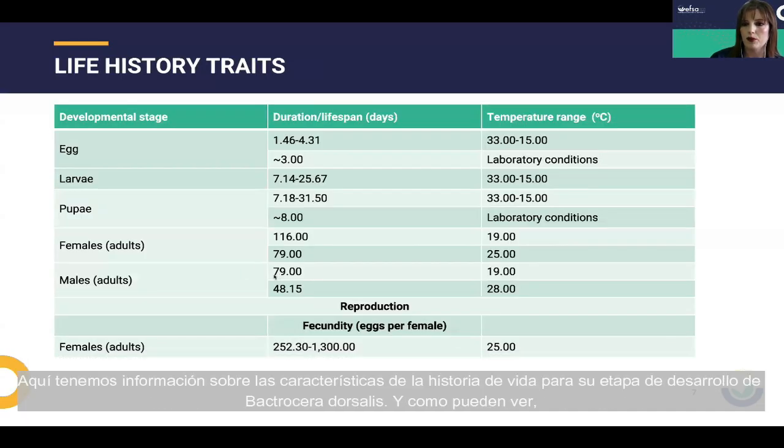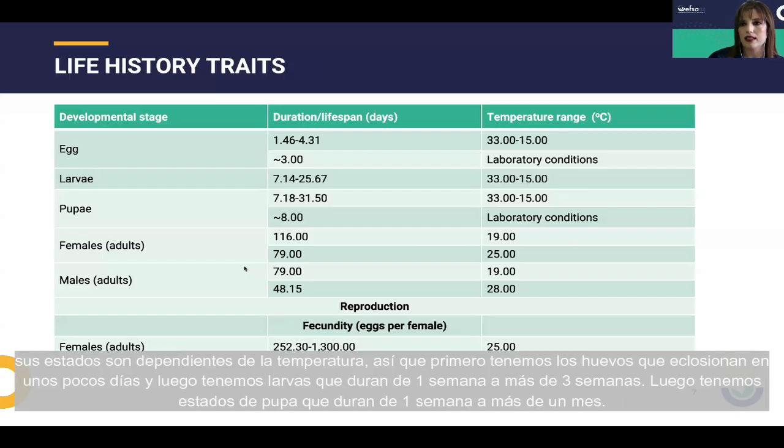Here we have some information regarding the life history traits for each developmental stage of Bactrocera dorsalis, and as you can see, each stage is temperature dependent. So first we have the eggs, which hatch in a few days. And then we have larvae, which last from 1 week to over 3 weeks. Then we have the pupal stage, which lasts from 1 week to over a month.